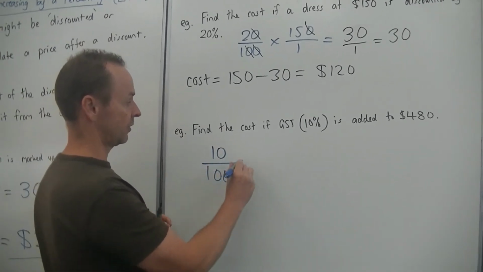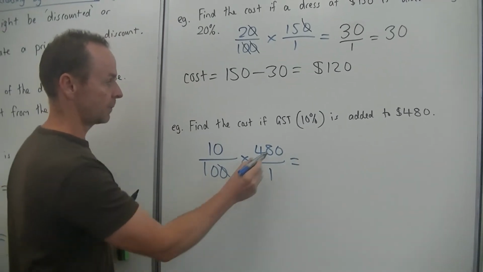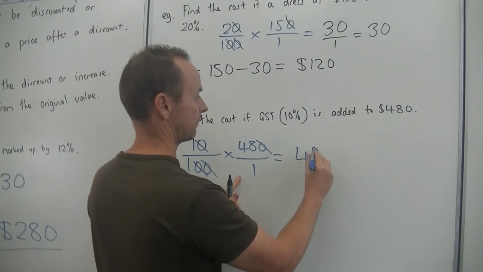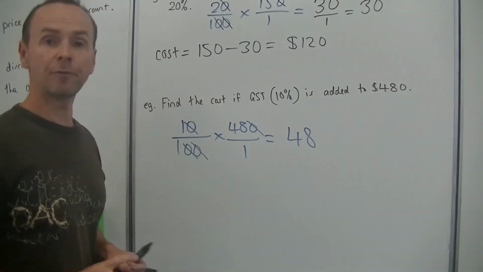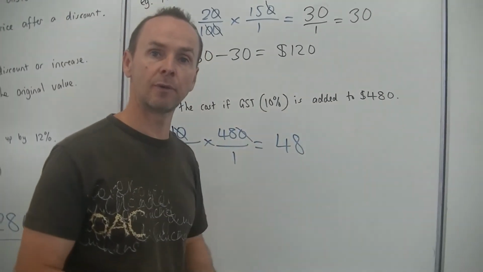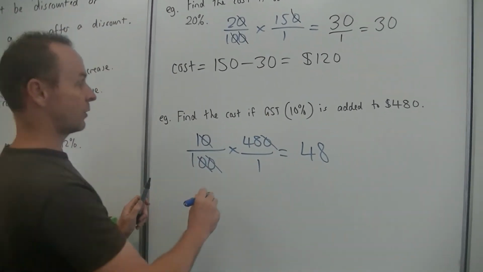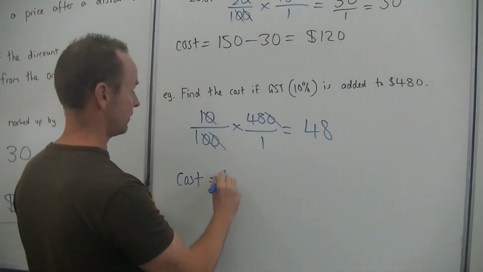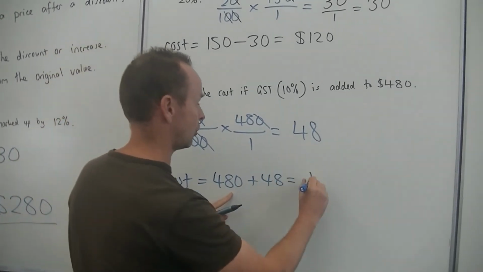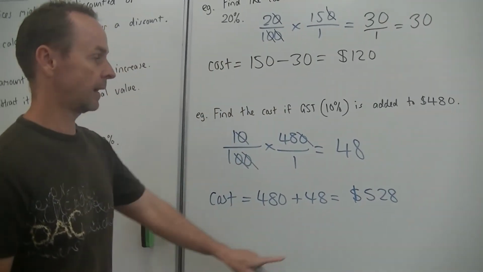So 10% of $480 over 1. We can chop a 0, chop a 0, chop a 0, chop a 0. And it's just 1 times 48, which is 48. So it's $48. And hopefully you knew the shortcut. 10% of 480 is just $48. You chop a 0 off anyway. 10% of something's easy. So that's added to $480. So the cost is $480 plus the $48, and it adds up to $528. Because you add those two together, and there's our answer.